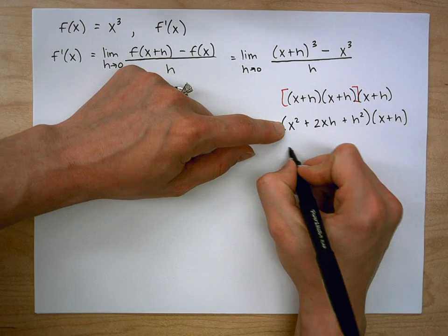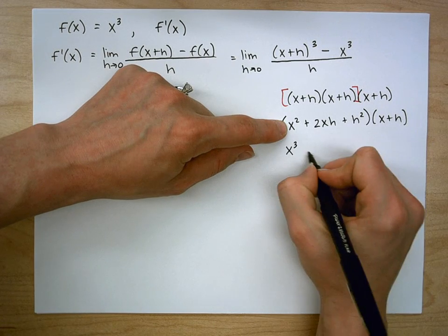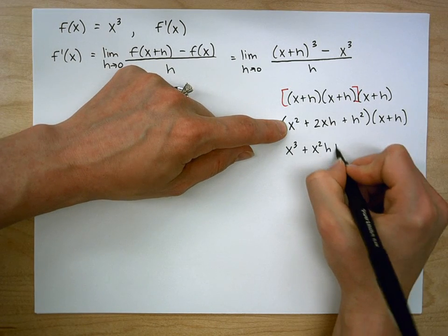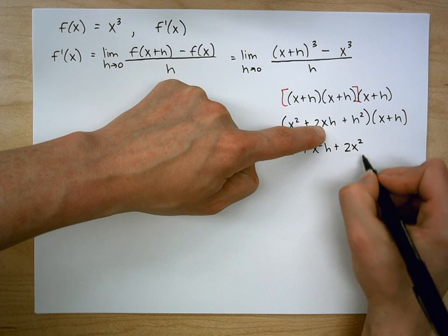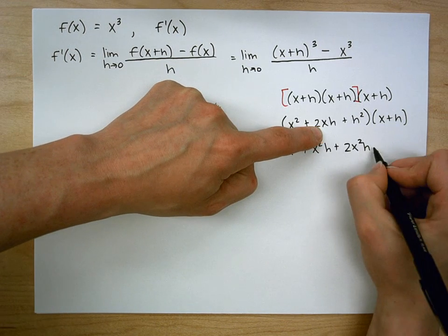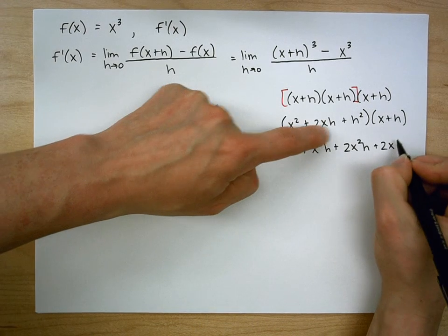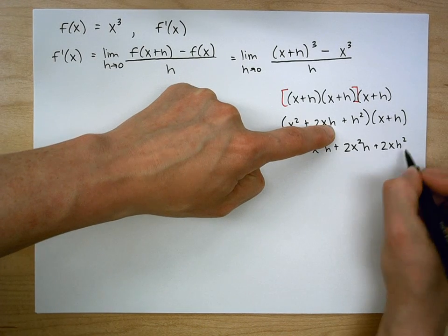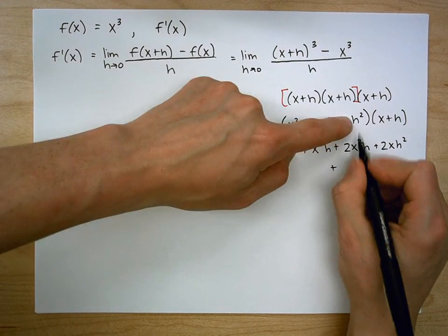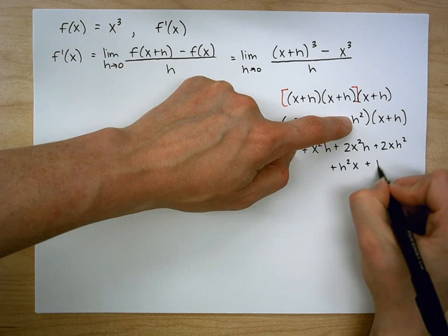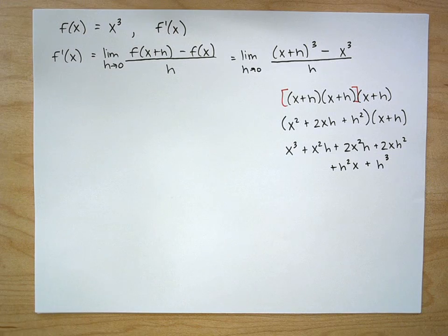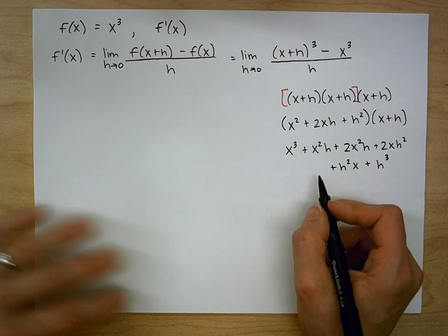So that would be x cubed, then I'd have an x squared h, then I'd have a 2x times x, so 2x squared h. Now to this one, 2xh squared. And we're almost done. h squared x, h squared h, so h cubed. Okay? So let's see if we can combine any like terms here.